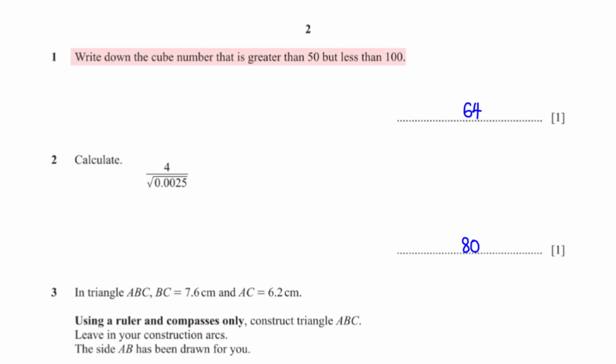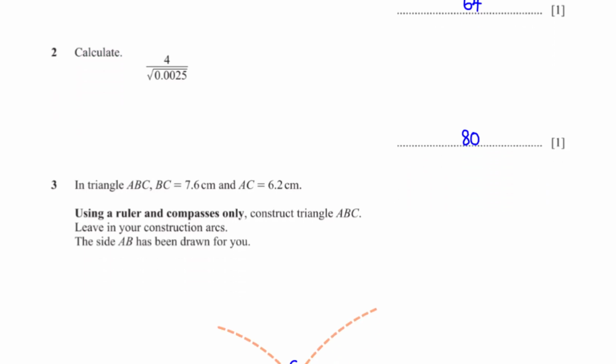Write down the cube number that is greater than 50 but less than 100. One of the cube numbers in this range is 64. 4 cubed gives us 64. Calculate 4 over the square root of 0.0025. When we type this expression into the calculator, we get 80.